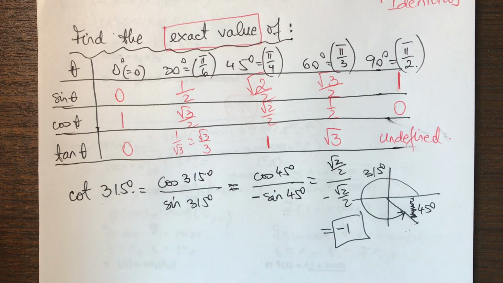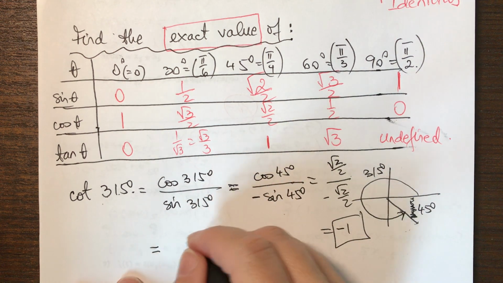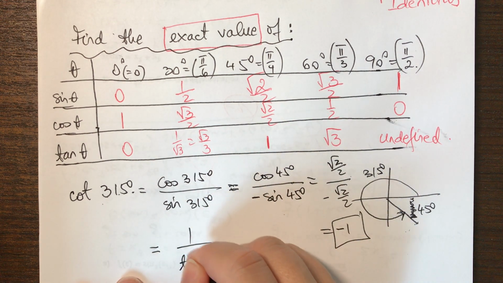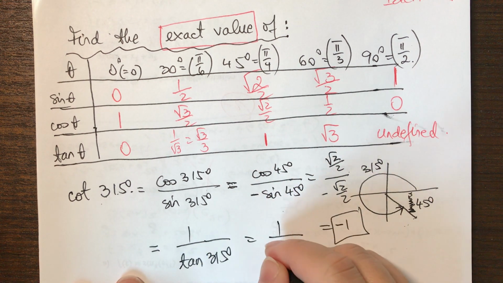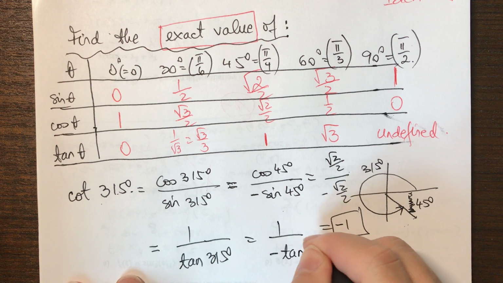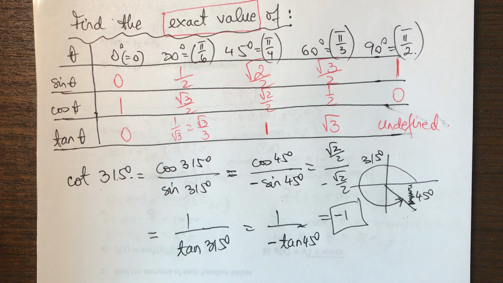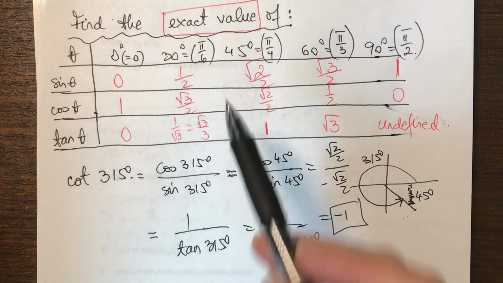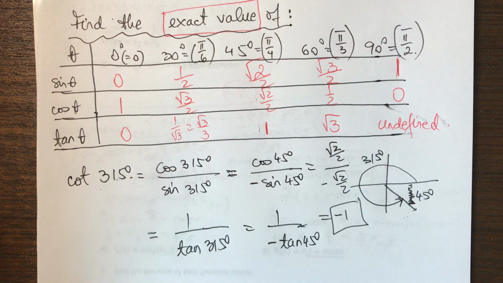Now, what would have been faster? Just thinking about it already, I could have thought about this in terms of tangents. That's 1 over tangent of 315 degrees. And again, in the fourth quadrant tangent is negative. Okay, well, it ends up in the same spot. Equals a negative tangent of 45, which of course is 1, right? We have it in this list right here. Okay, there you go.